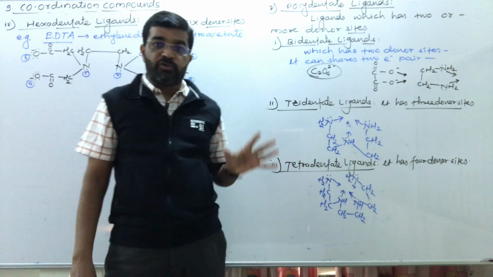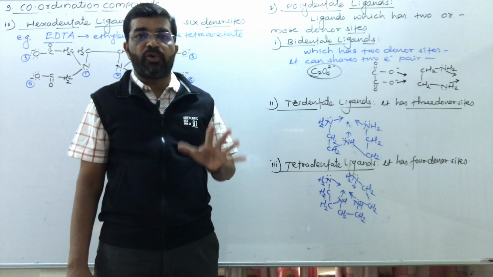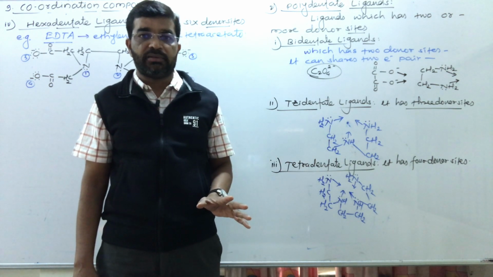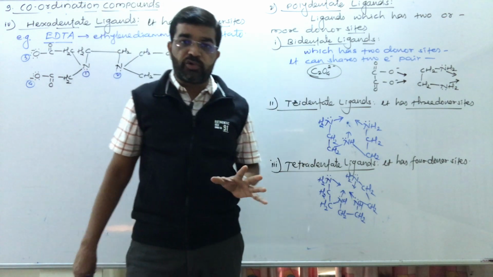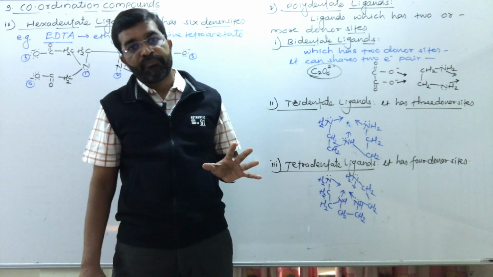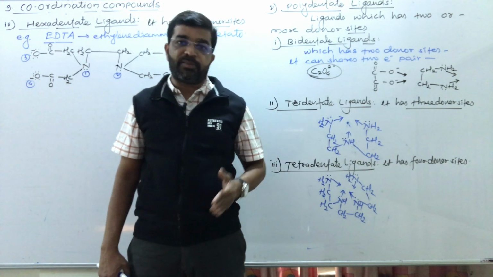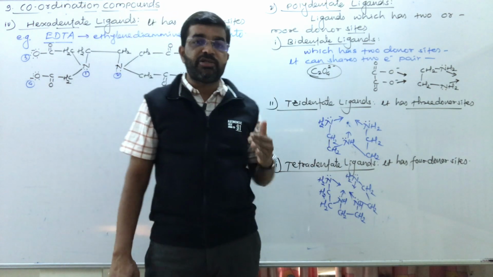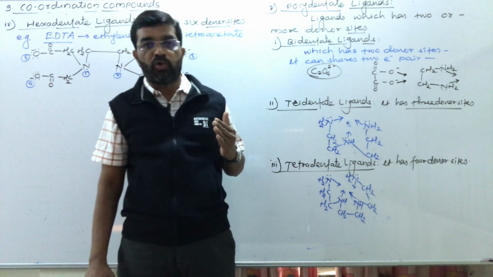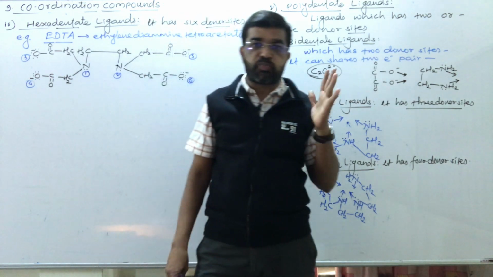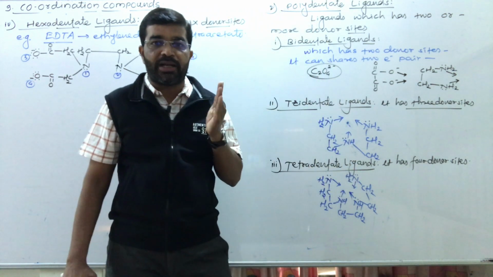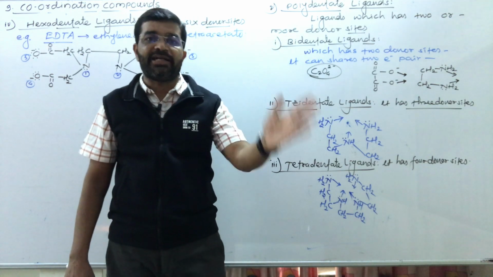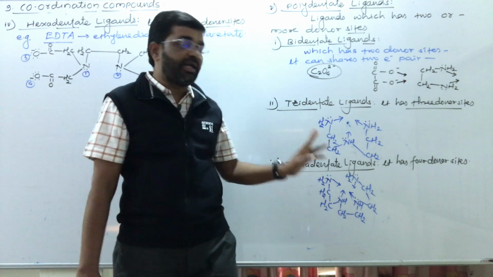Bidentate ligands are ligands which have 2 donor sites, or which can donate 2 lone pairs of electrons to a suitable acceptor, meaning the central metal atom or ion. Tridentate ligands have 3 donor sites and can share 3 pairs of electrons with the central metal atom and form 3 coordinate bonds. Tetradentate ligands have 4 donor sites and can share 4 pairs of electrons, forming 4 coordinate bonds with the central metal atom or ion.